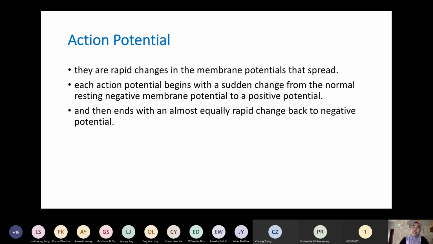So how does this action potential occur? When there is a rapid change in the membrane potential. Usually at the membrane, it is positive outside and negative inside. When there is a stimulus, there will be changes in the electrical current. The inner side of the cell will be less negative, or depolarized, and the outer layer will be negative. So the change in the electrical current between the inside and the outside of the excitable tissue is known as the action potential. The spread of these action potentials begins with a sudden change from the normal resting negative membrane potential to a positive potential.